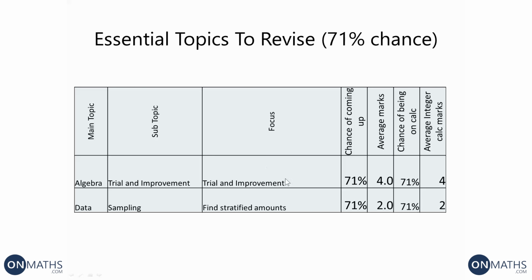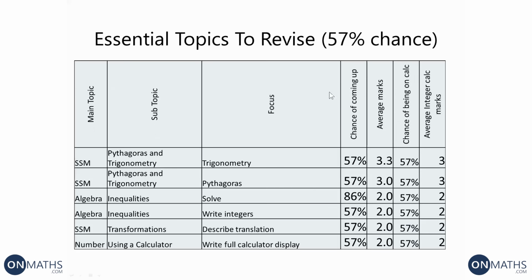Now, trial improvement is a C grade topic, stratified sampling is an A grade topic. If you're worried about doing an A grade topic, it's exactly the same as relative frequency, which is a C grade topic. So stratified sampling isn't that difficult for any students to answer. I definitely recommend you look at these topics even if you're not looking for an A. There's a 71% chance, which means they've come up on almost all of the papers that have come before. The next slide I'm going to go through is 57% chance topics.